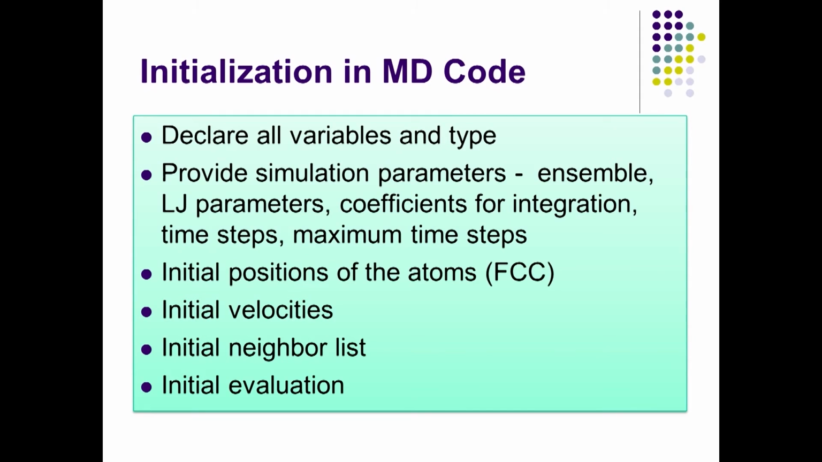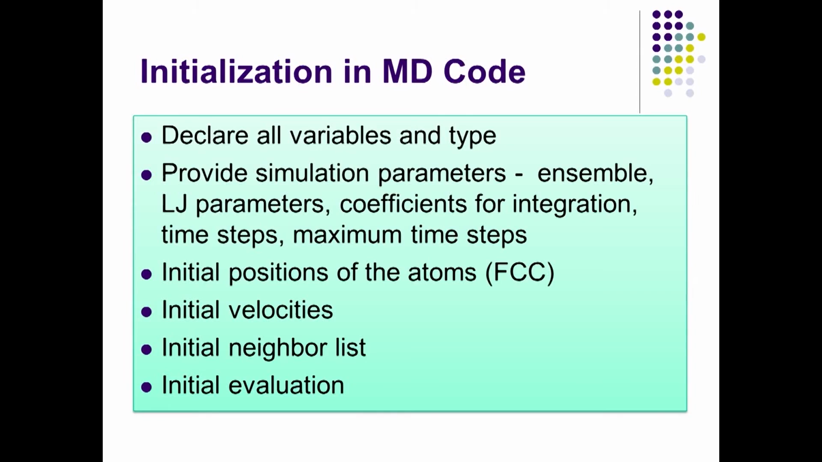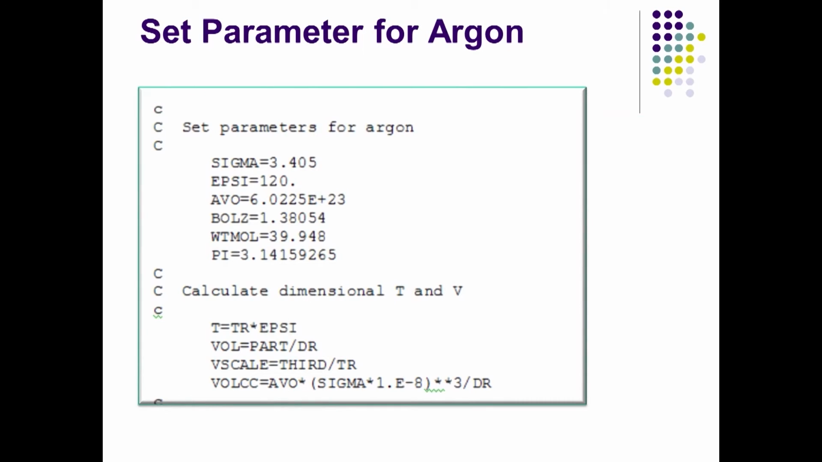Velocity essentially defines a velocity vector for each particle i in the box, and then those velocity vectors are looked at in terms of the initial neighbor list. As you know, you are in FCC, so you can calculate the initial neighbor list, and then based on this initial velocity you can also evaluate the force in the system when it is in the equilibrium state. So, this is a typical program. C here stands for comments. So, you set parameters for argon.